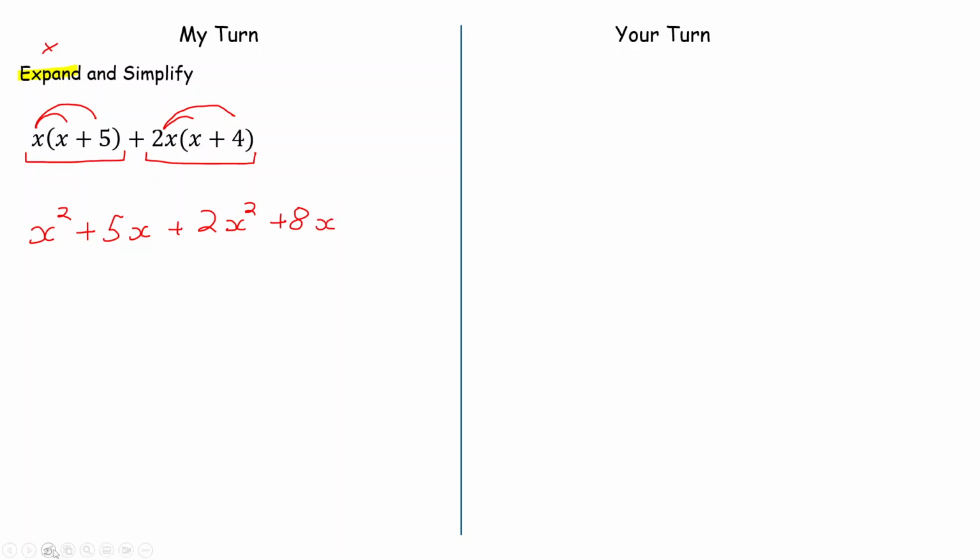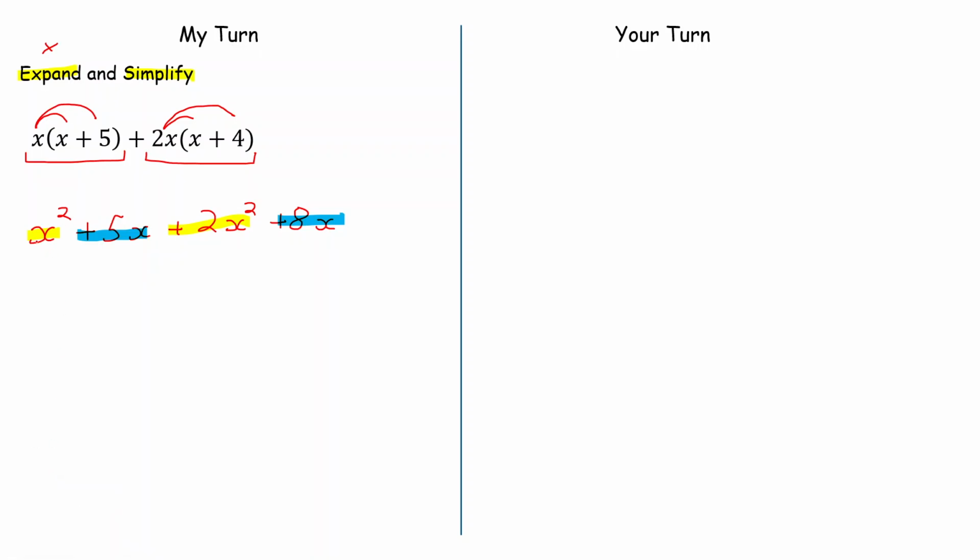And now this is the simplifying part. We've expanded it, we've now got to simplify by collecting like terms. So which terms here have the same variables? You've got an x squared and a plus 2x squared. These are like terms, they both have an x squared. And similarly, over here we've got a plus 5x and a plus 8x. They both have an x variable. So these are the like terms here.